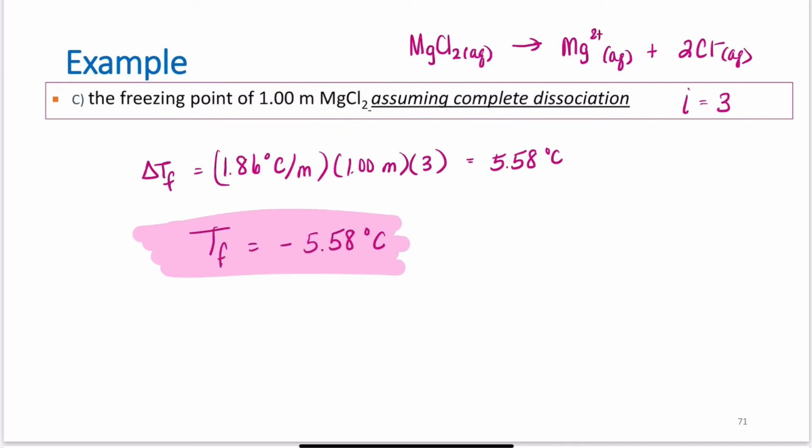So you can see from these examples that I used a non-electrolyte. I used sodium chloride, which is a strong electrolyte but breaks up into 2 separate pieces. And I used magnesium chloride, also a strong electrolyte, breaking up into 3 pieces. And each one has a different final freezing point.